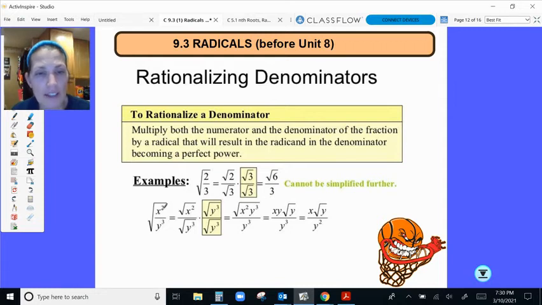Okay. So same thing down here. We just multiply this one by square root of y cubed, and then do the same thing on the top and bottom. Okay. So we're going to go ahead and practice this.